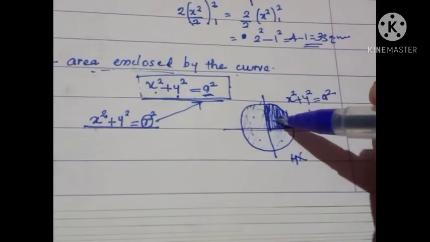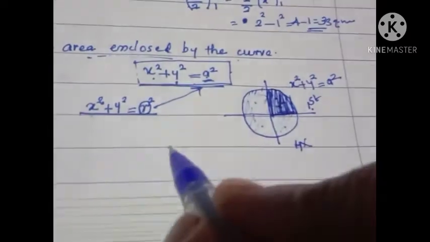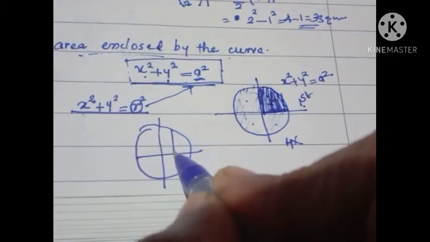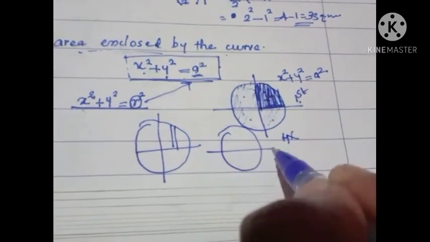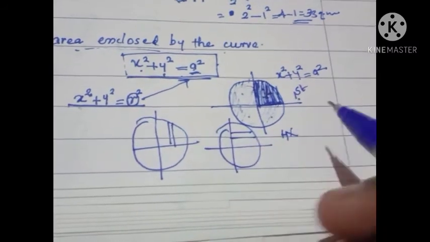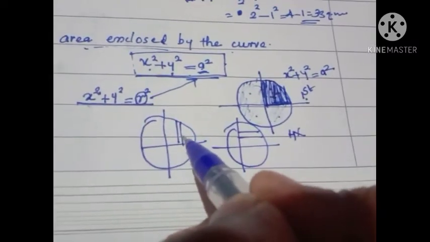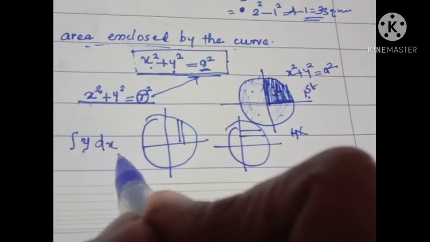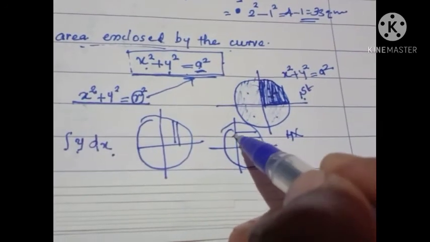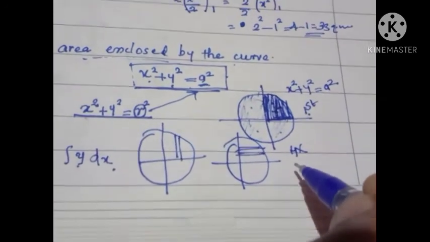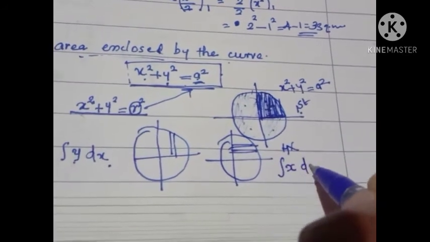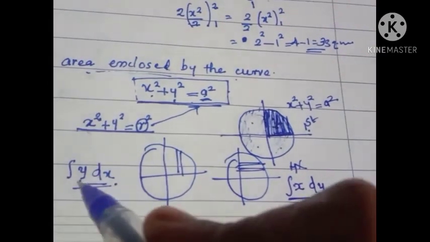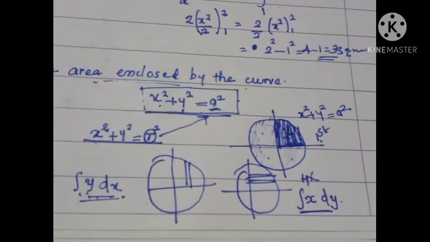And we can consider stripes in this region. Either vertical stripe or horizontal stripe we can consider. If we consider vertical stripes, then the area is obtained by integral y dx. If we consider horizontal stripes, then the area is obtained by integral x dy. So this is the difference: integral y dx and integral x dy.